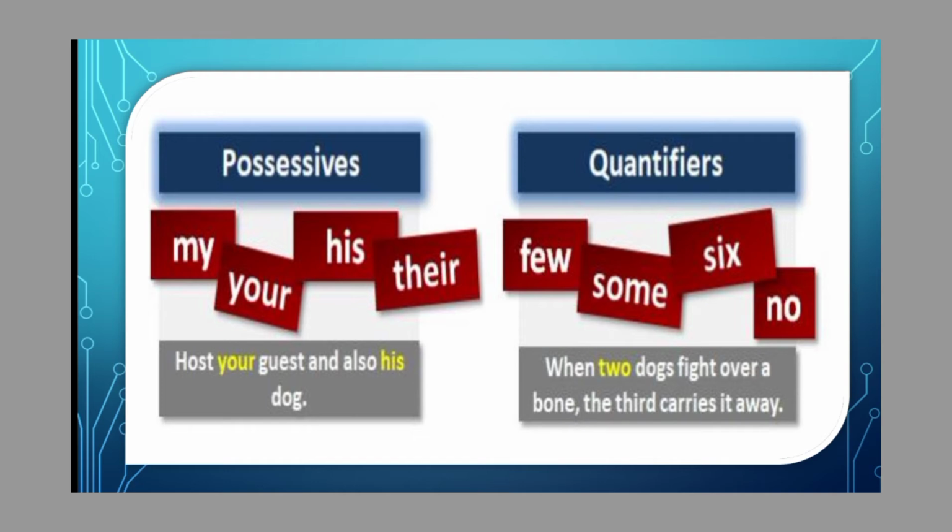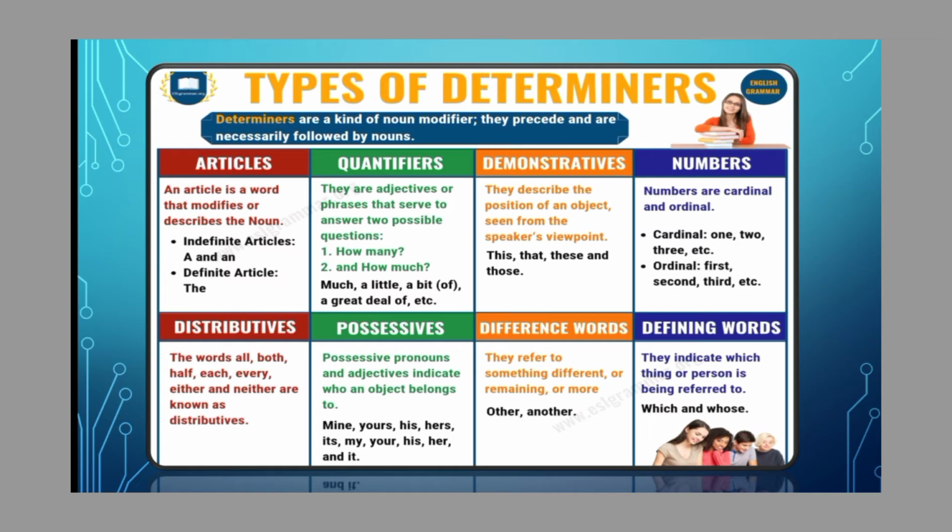Here is an example: when 2 dogs fight over a bone, the third carries it away. So how many dogs fight? 2 dogs. So it answers the question how many or how much. So quantifiers answer the question how many or how much. And these are the types of determiners.